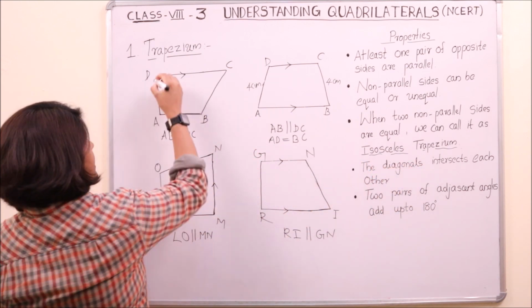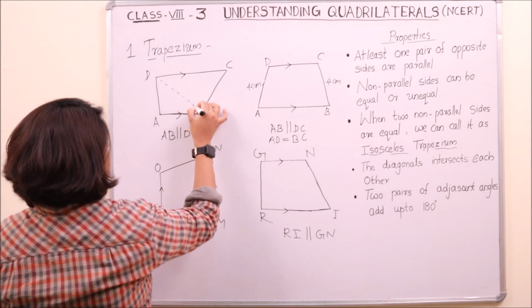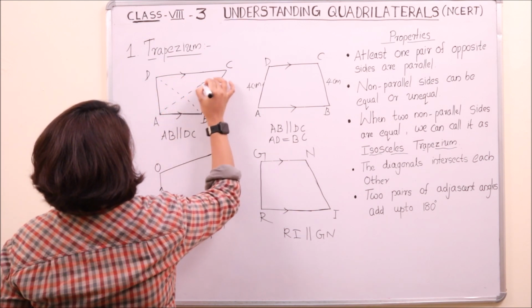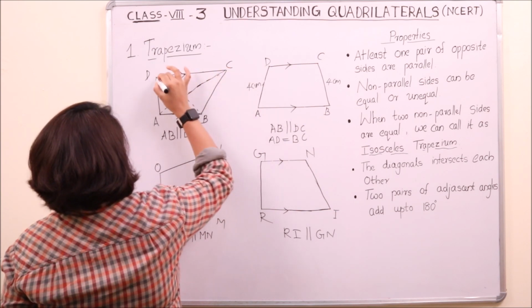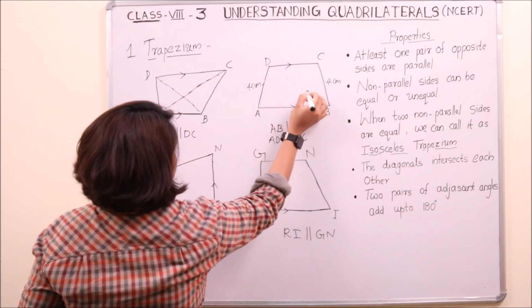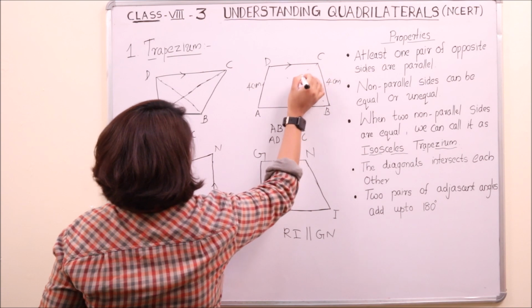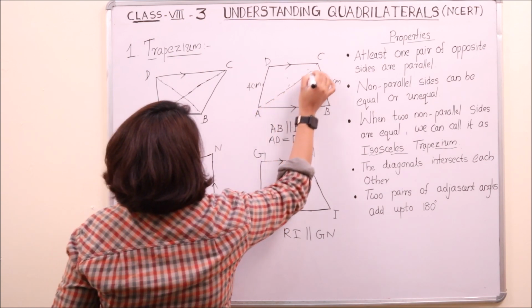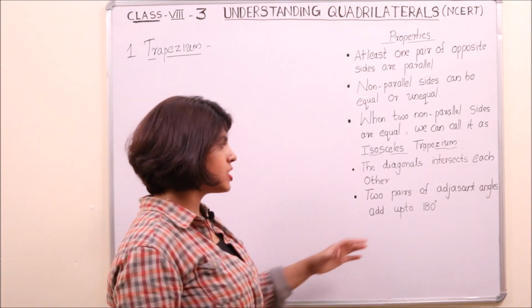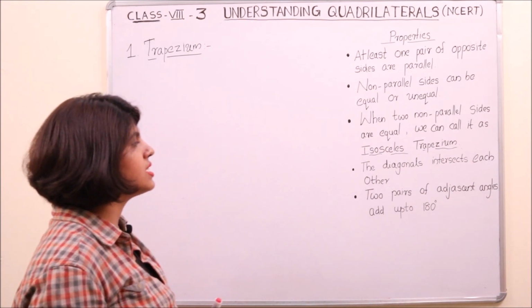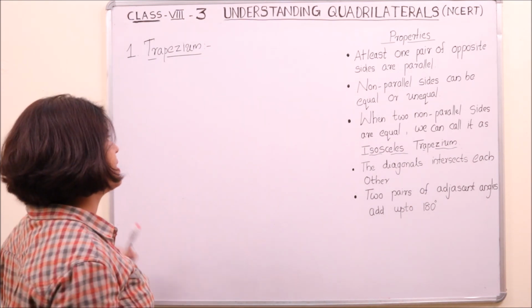Okay, and the next property: diagonals intersect each other. In a quadrilateral there are two diagonals. So these diagonals intersect each other, right? If we consider the diagonals here, they also intersect each other, right? And the next property: two pairs of adjacent angles add up to 180 degrees.